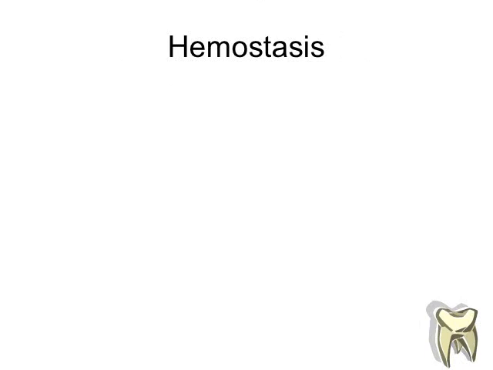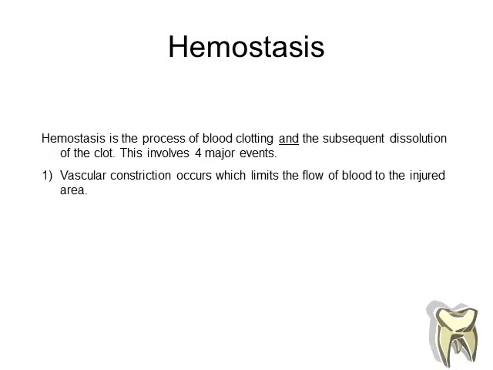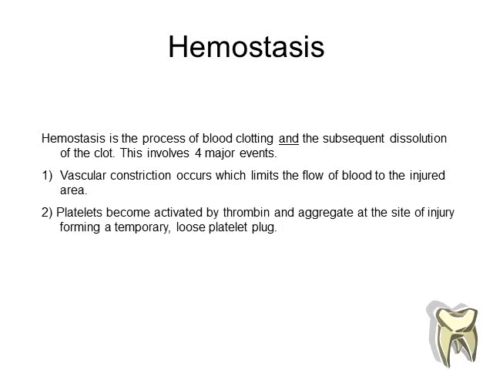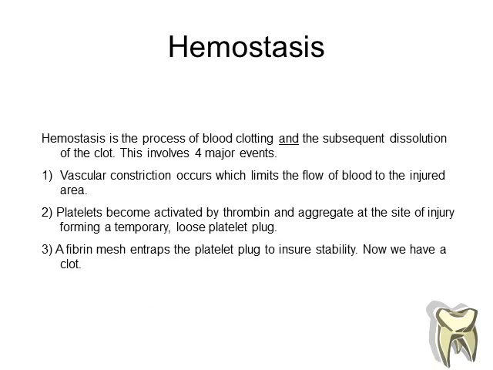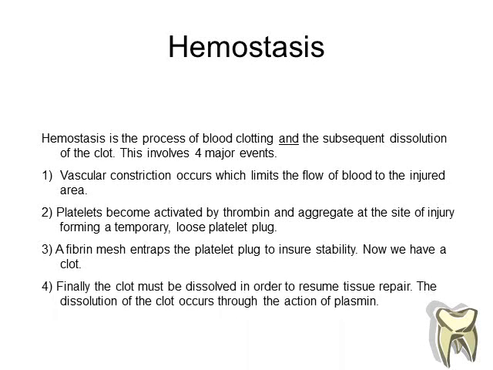When we're talking about hemostasis, it's the process of blood clotting and the subsequent dissolution of the clot. This involves 4 major events. Vascular constriction, which occurs and limits the flow of blood to the injured area. Platelets becoming activated by thrombin and aggregate at the site of injury forming a temporary loose platelet plug. A fibrin mesh which entraps the platelet plug to assure stability now that we have a clot. Finally, the clot must be dissolved in order to resume tissue repair. The dissolution of the clot occurs through the action of plasmin.